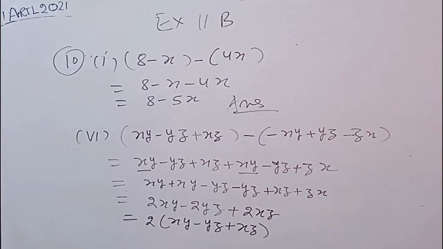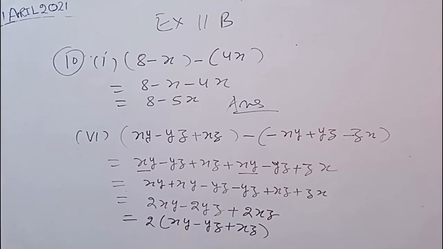Children, I am taking question number 10, first part, that is subtract 4x from 8 minus x. So just write 8 minus x minus 4x. Minus x minus 4x added together will give minus 5x. So 8 minus 5x is the answer. So in that manner you will do question number 10, first part.